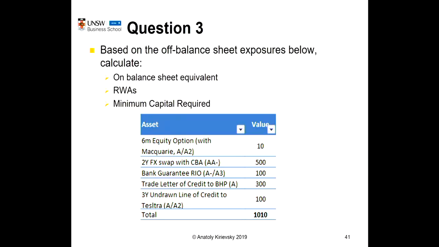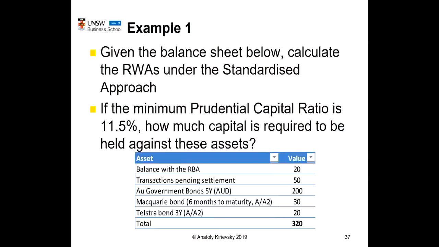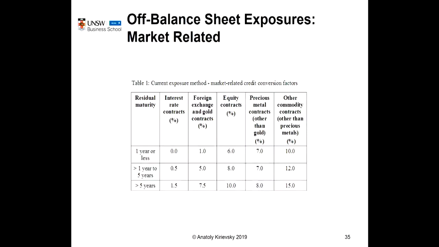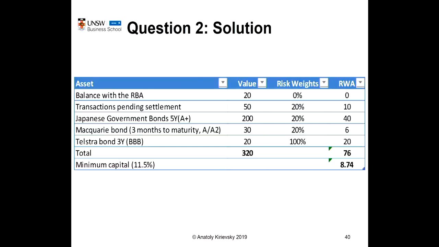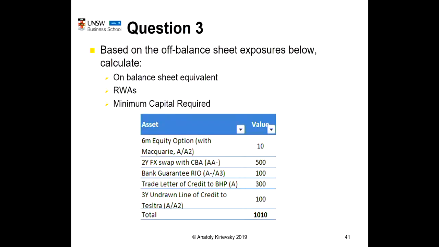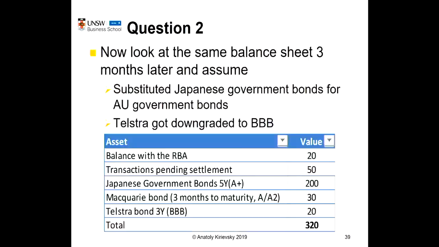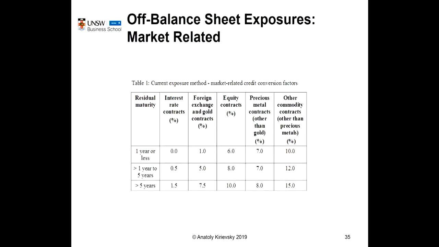6 months equity option. Let's look at it. It's an equity contract, right? So it's not an interest rate, it's not FX, it's not precious metals. It's an equity contract, and it has 6 months to maturity, 1 year or less. Therefore, the conversion factor is 6%. Two-year FX swap with CBA. So going back, this is an FX swap, so it's a foreign exchange contract, and it's for 2 years. Therefore, the conversion factor is going to be 5%.